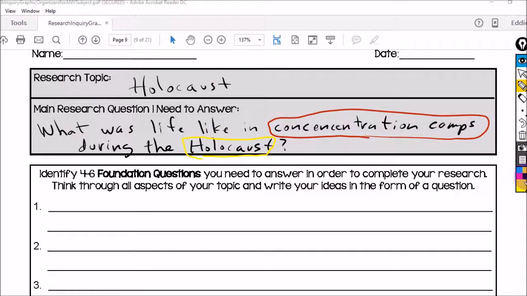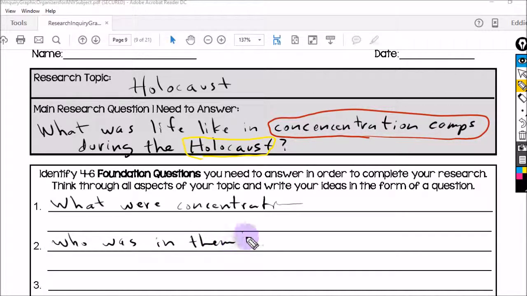So we would have to say something like, what were concentration camps? You have to tell the reader what they were. What were concentration camps? I won't write the whole thing. Who was in them? Who was in the concentration camps? Another one, what were they for? Well, that's probably in this question. And then you would go to the next one.